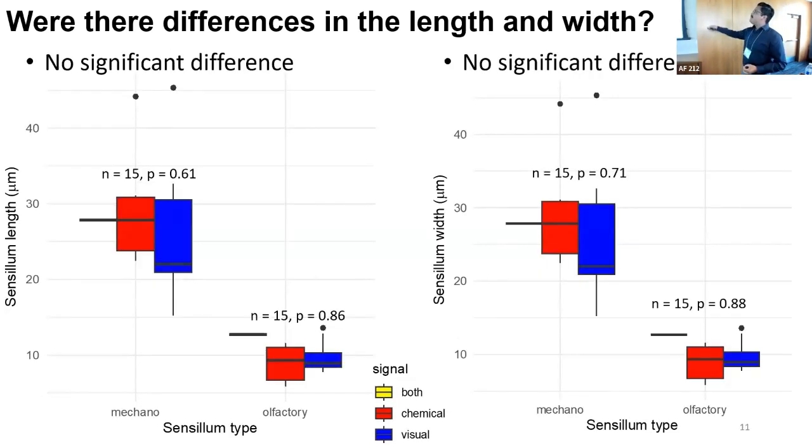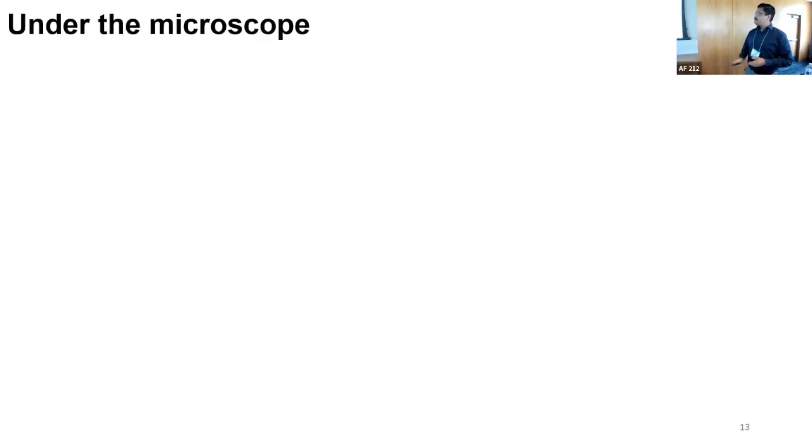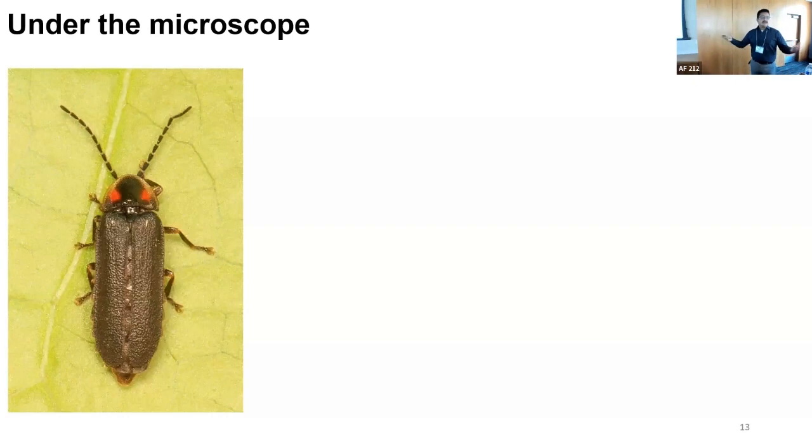With this, we found that there was no significant difference in the olfactory or mechanosensilla length in our chemical and visual signalers. And also, there was no significant difference in the mechano and olfactory sensillum width in our chemical and visual signalers as well. So we moved on to our second prediction, which was that the density, number, and fraction of olfactory sensilla in our chemical signalers will be greater than in the visual signalers. To do this, we took pretty similar steps to our first prediction.